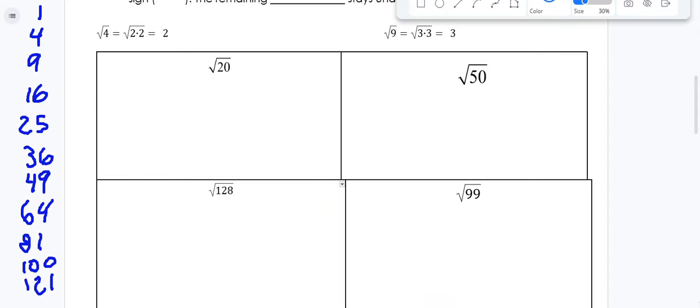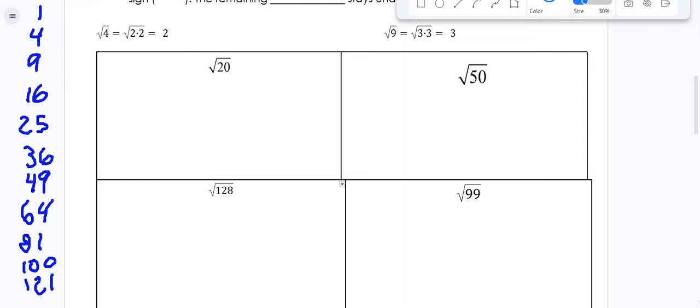Okay, so we're looking for perfect squares. Like the square root of 4. 4 is a perfect square because 2 times 2 gives me 4. But when we write our answer, we just pull out that 2, right? So that's what we're doing here. So if I have the square root of 20, I've got to figure out which of these perfect squares is a factor of 20, right? So 20, what can be divided into 20?